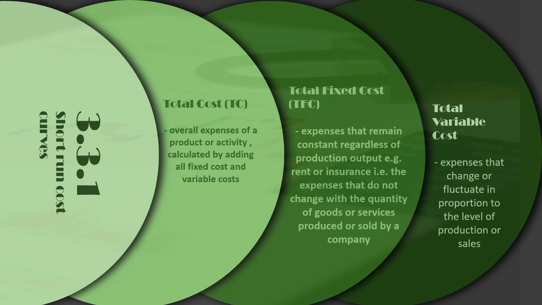Total cost is the overall expenses of a product or activity calculated by adding all fixed costs and variable costs. Then total fixed cost is the expenses that remain constant regardless of production output, like rent or insurance. Lastly, total variable cost is expenses that change or fluctuate in proportion to the level of production or sales.